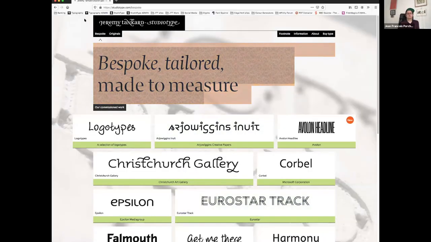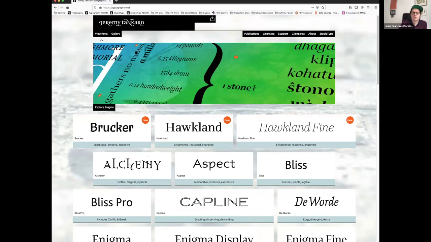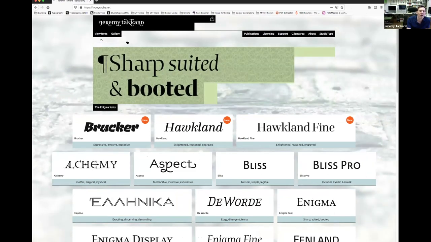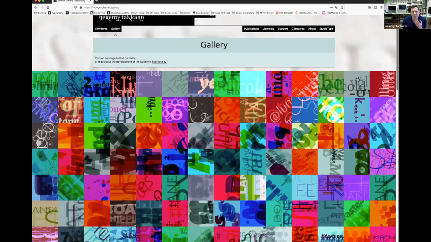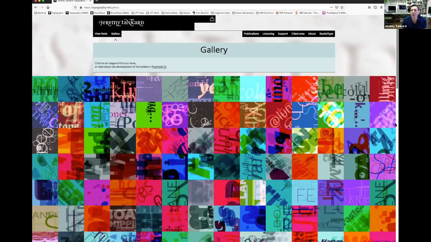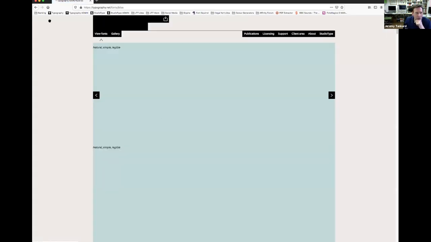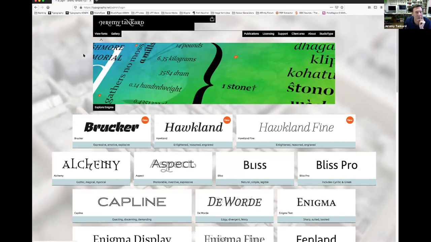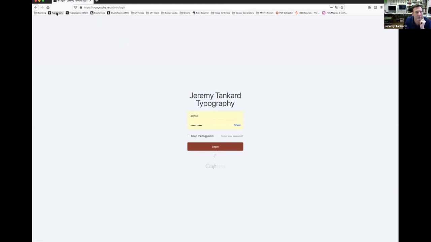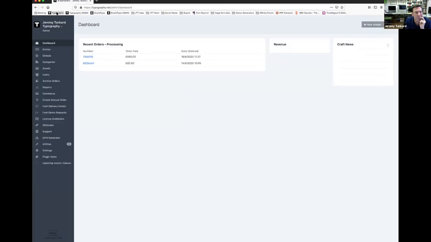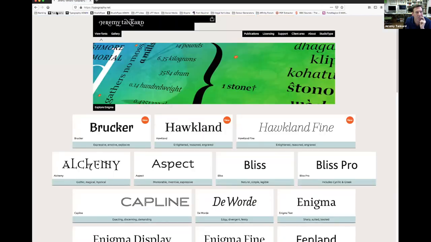Could you show that? Yeah. This was the gallery. The way that it works is if I'm logged in, I'll pick something, let's pick an interesting typeface. Hang on, I better log in.